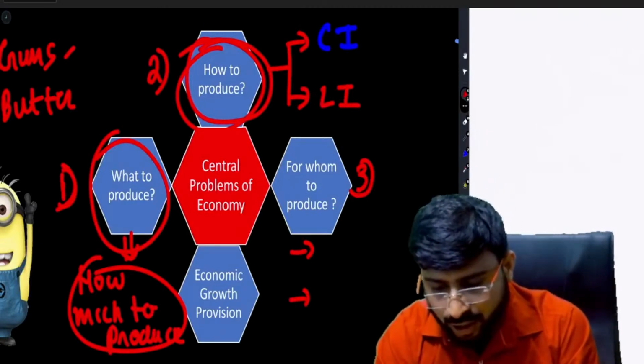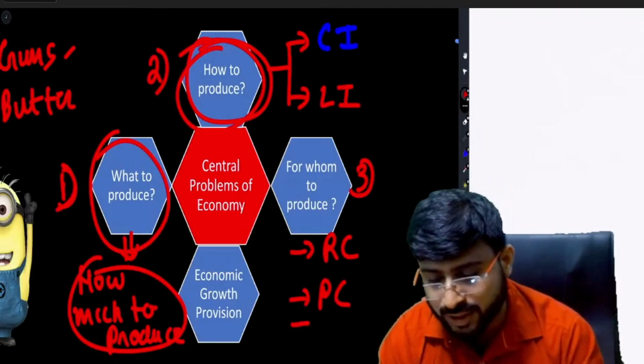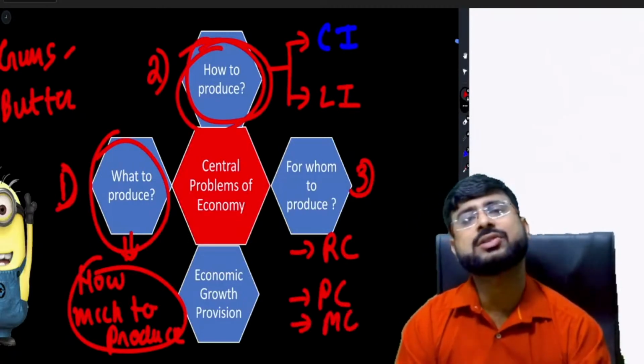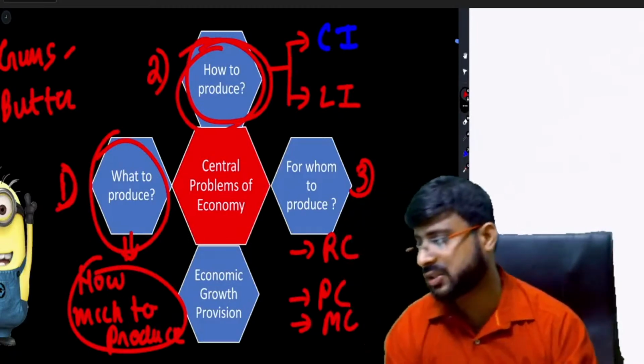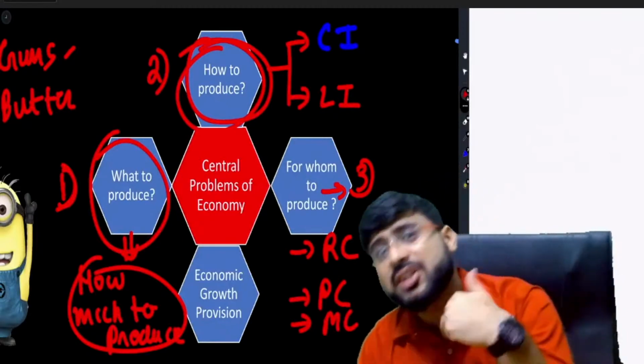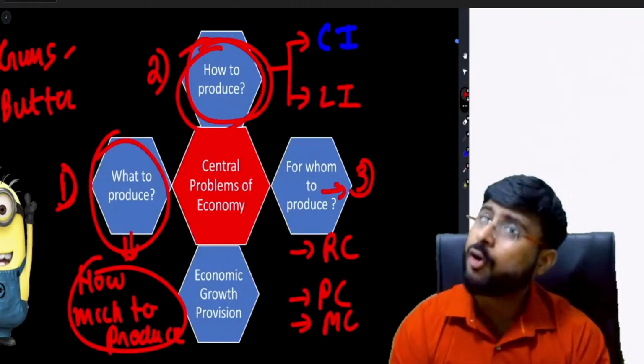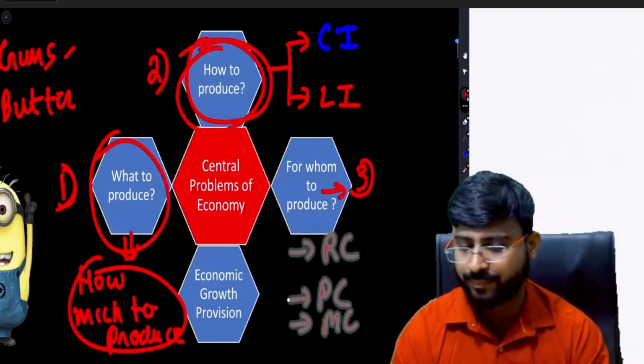Am I making it for the rich consumers? Am I making it for the poor consumers? Am I making it for the middle class? For whom am I manufacturing? Obviously, we are manufacturing for customers. But which grade of customers? Which group of customers? For whom to produce is the third question.